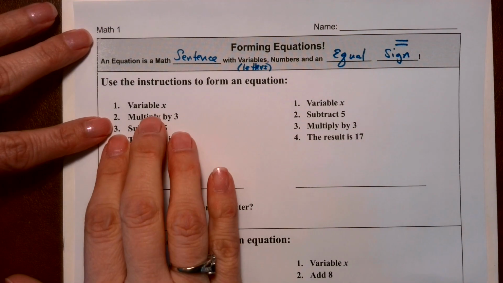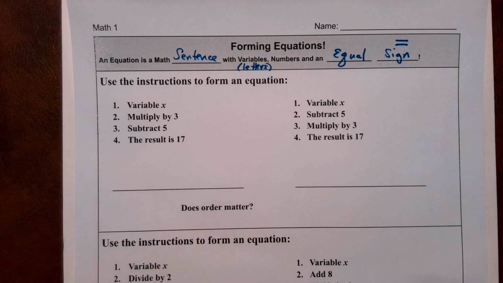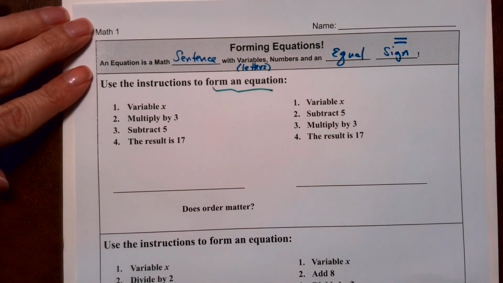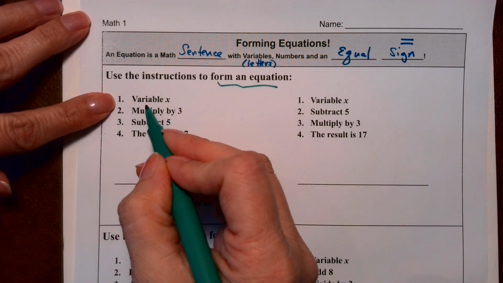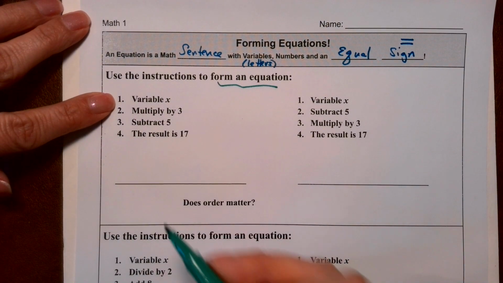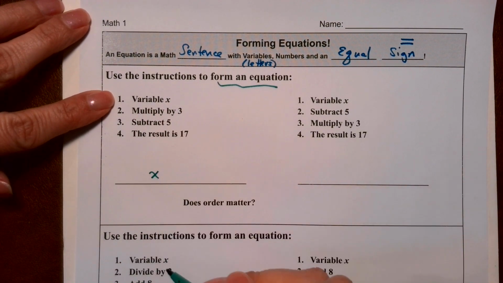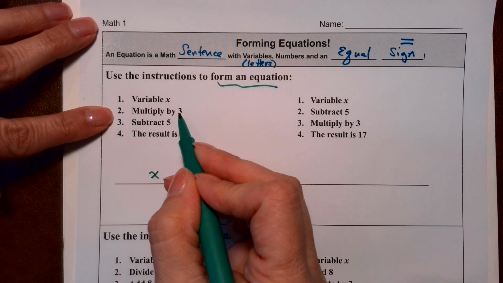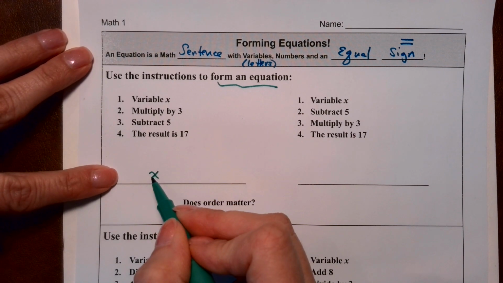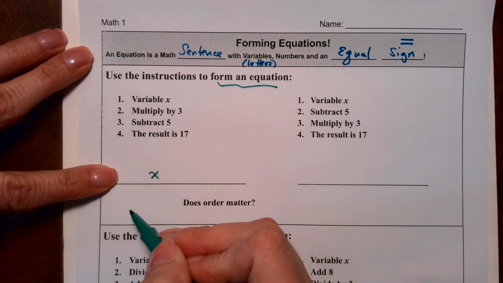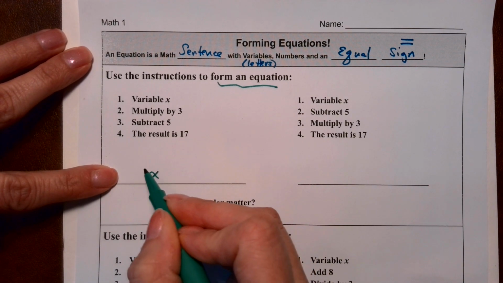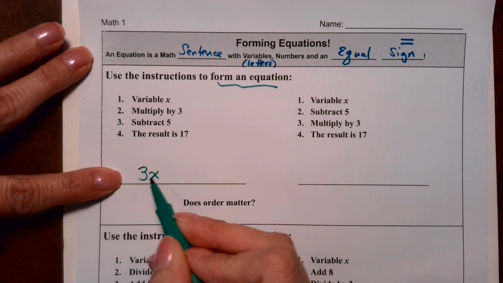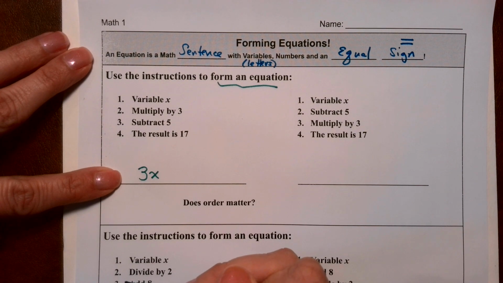All right, let's use some of these instructions here to form an equation. We're going to form an equation that's going to have letters, numbers, and an equal sign. So the first step is we have a variable x. Okay, so I'm going to put x down. The second step is to multiply by 3. So how am I going to say that this x is getting multiplied by something? I can just put a 3 in front of it. 3x means 3 times x.